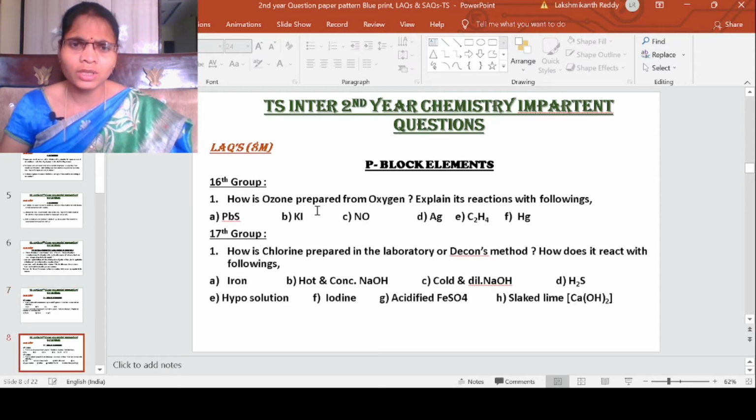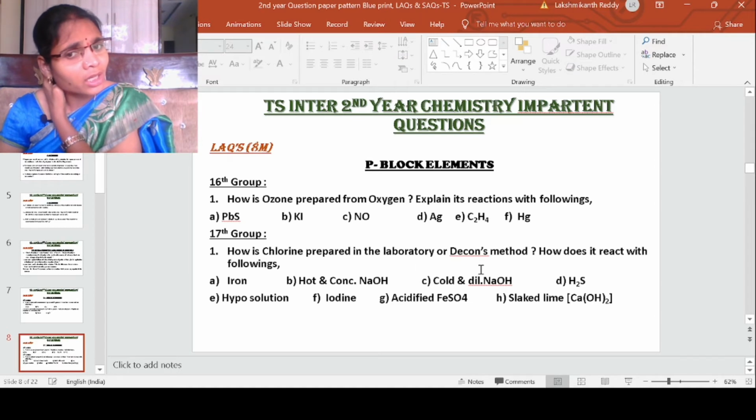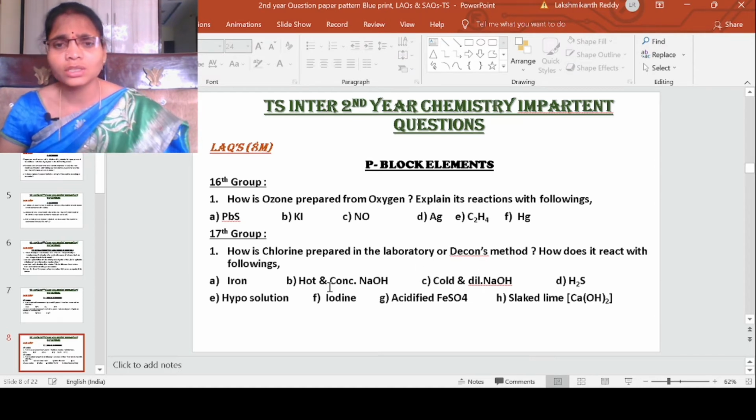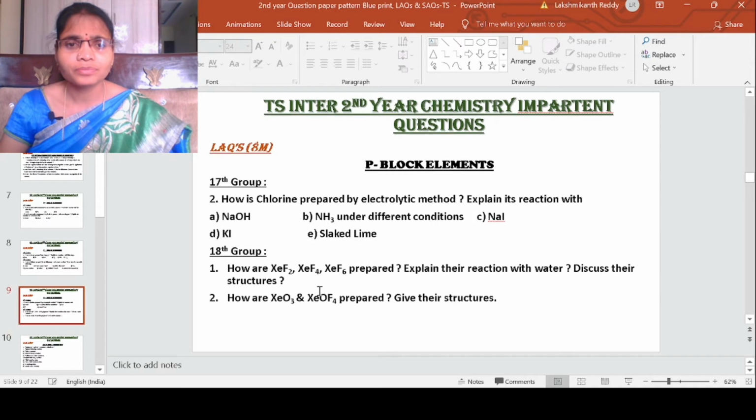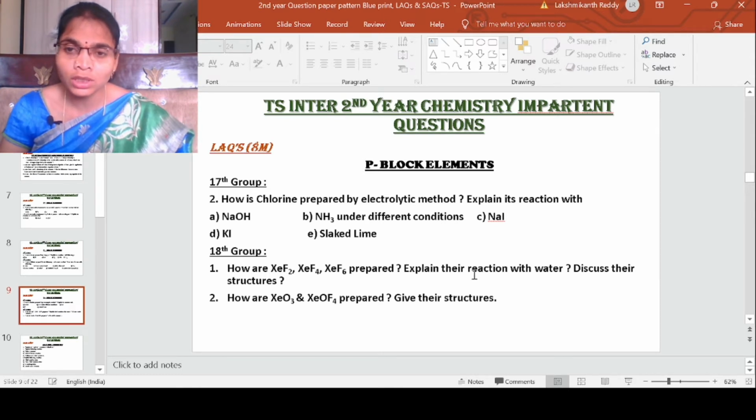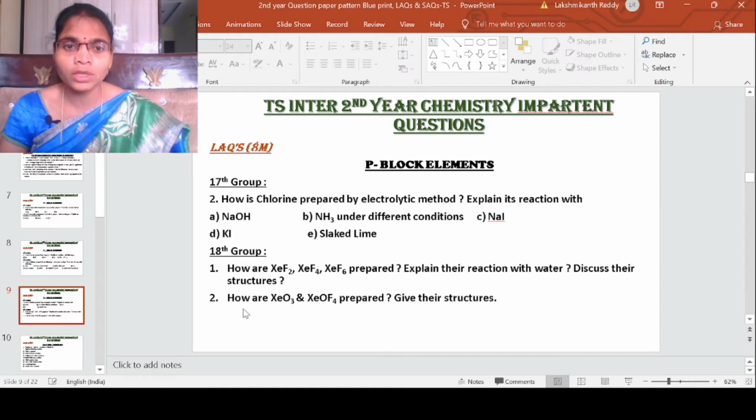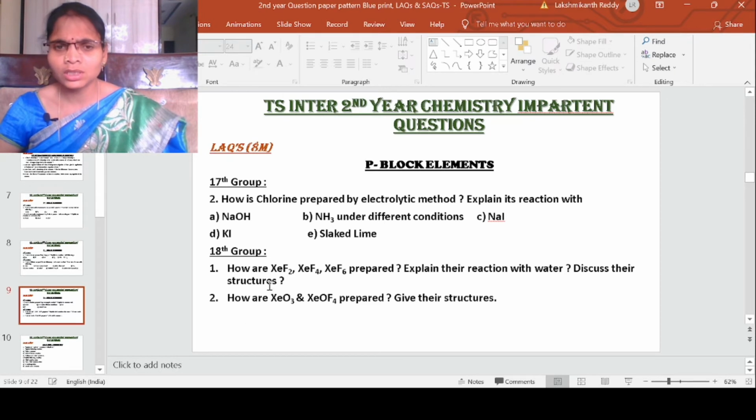Then from 16th group elements, ozone preparation with properties of ozone with the following. Next, chlorine preparation in the laboratory or by Deacon's process, and its reactions with the following. Next, 17th group, one more question: chlorine preparation by electrolytic method and reactions of chlorine with the following. Next, how to prepare xenon difluoride, tetrafluoride, hexafluoride, reactions with water and their structures. Very, very important. Next, xenon trioxide, xenon oxytetrafluoride preparation and their structures are important.